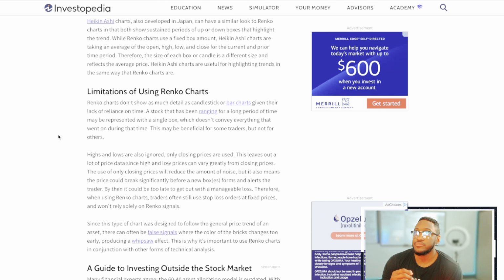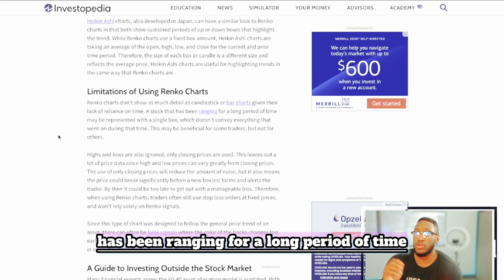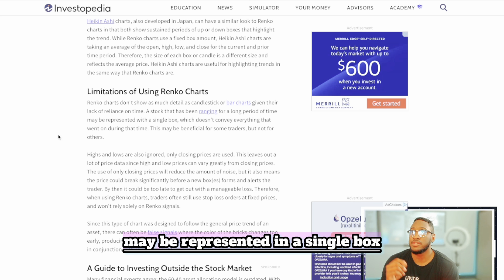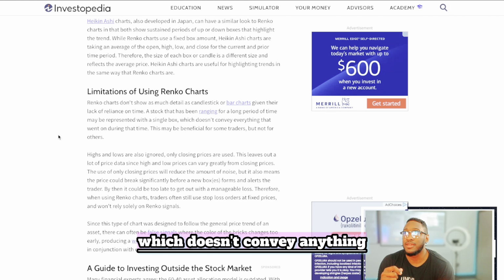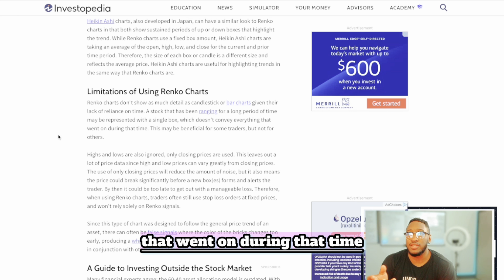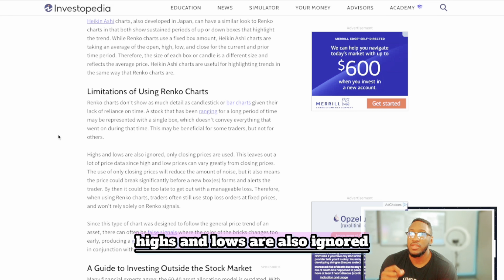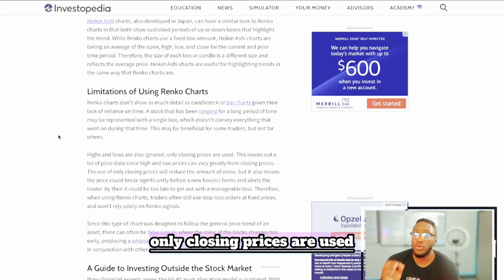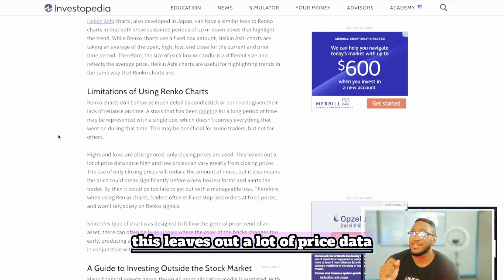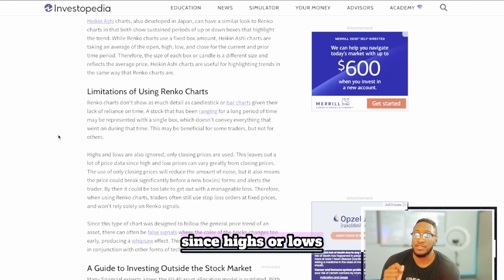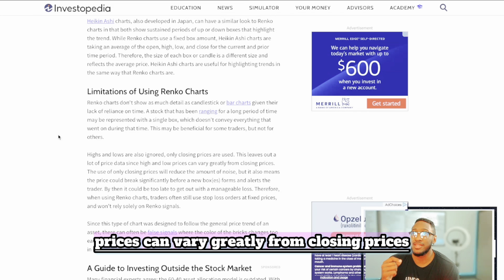All right. A stock that has been ranging for a long period of time may be represented in a single box, which doesn't convey anything that went on during that time. This may be beneficial to some traders, but not for others. Highs and lows are also ignored. Only closing prices are used. This leaves out a lot of price data since high or low prices can vary greatly from closing prices.